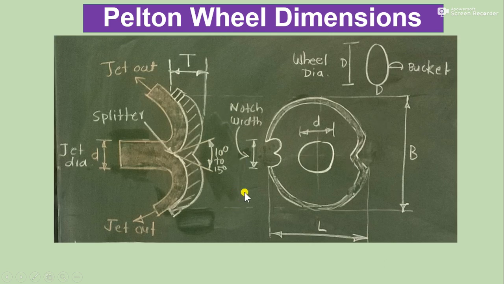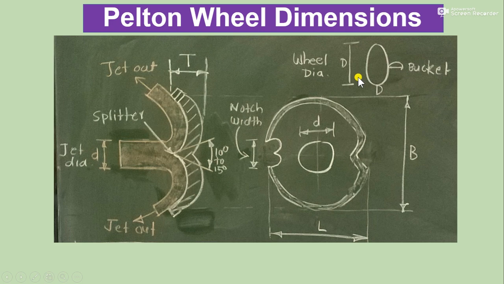Let us see Pelton wheel dimensions. To understand this, we can study this diagram. In this diagram, here a Pelton wheel is shown. Its length is capital L, width is capital B, notch width is shown here. In the side view, a jet striking to the splitter of diameter small d. Splitter, this angle is 10 degree to 15 degree, and this is thickness of the bucket given by capital T.